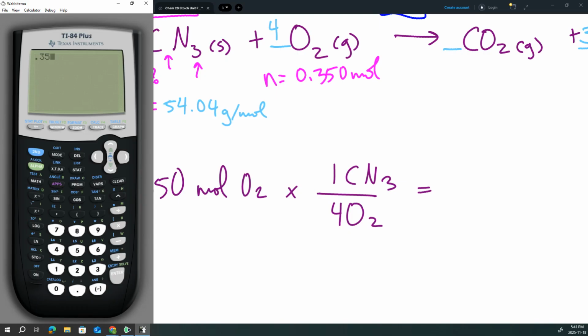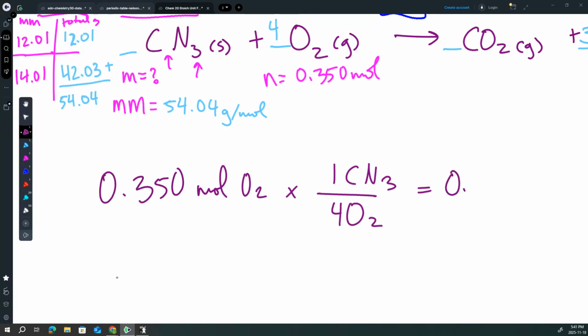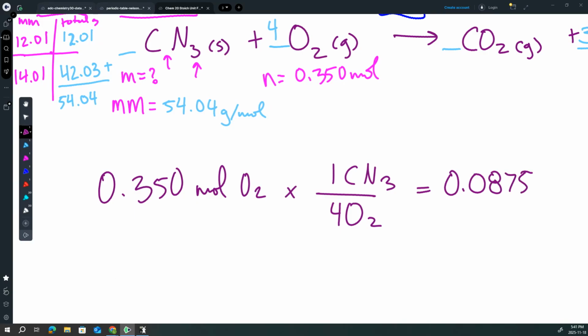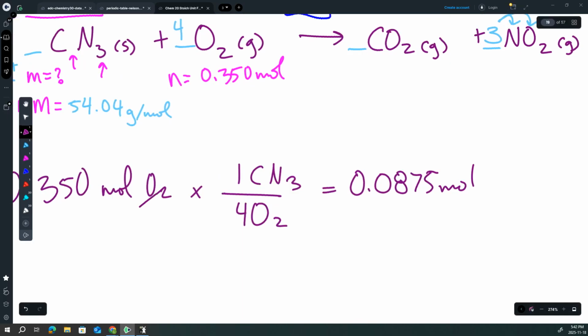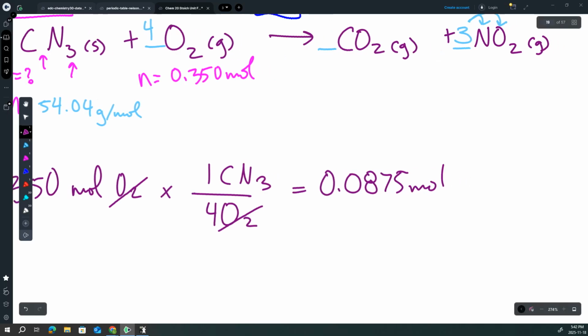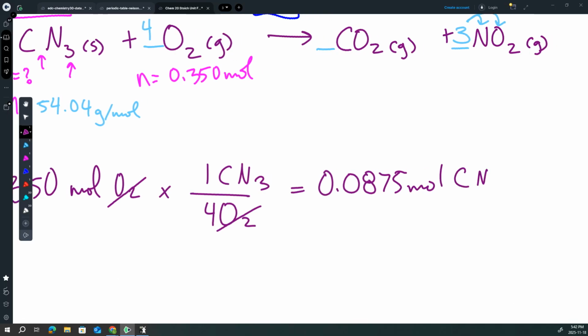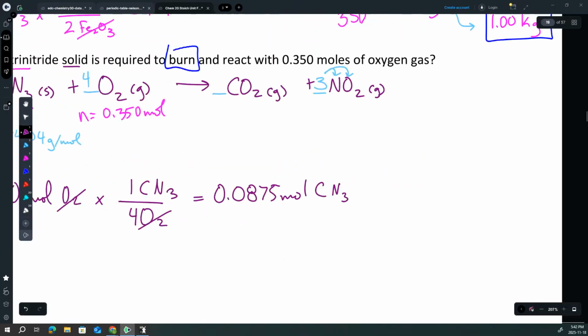Okay, so you could go times by 1 divided by 4, or you could just go 0.35 divided by 4. It'll give you the same thing. Okay, so we have 0.0875 moles, and right now, since oxygen canceled out, we have moles of carbon trinitride.